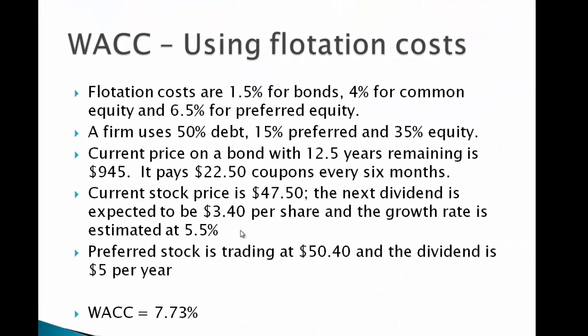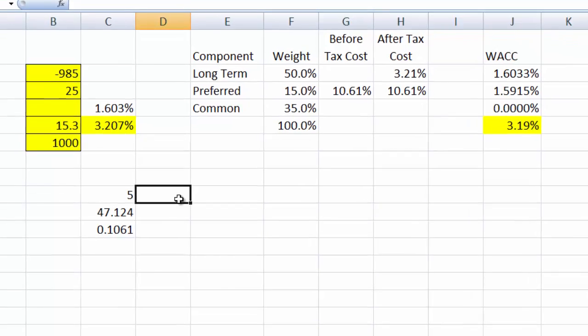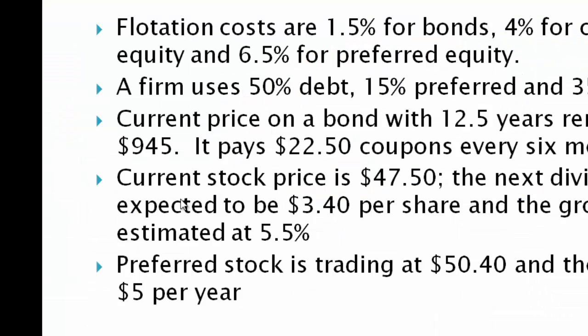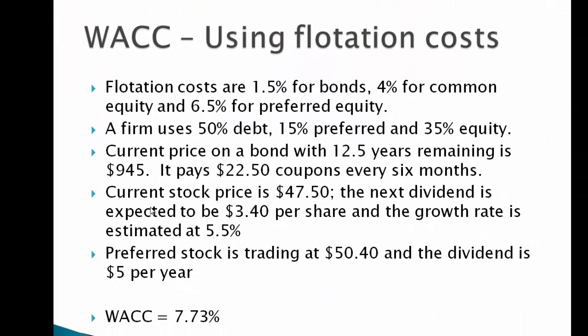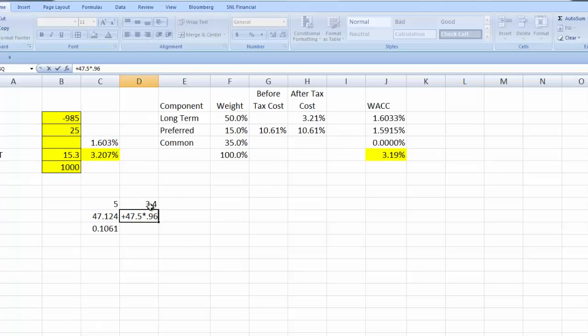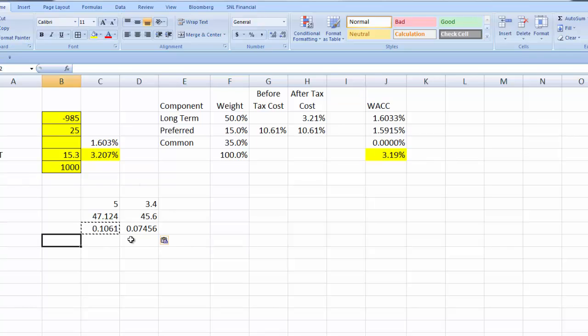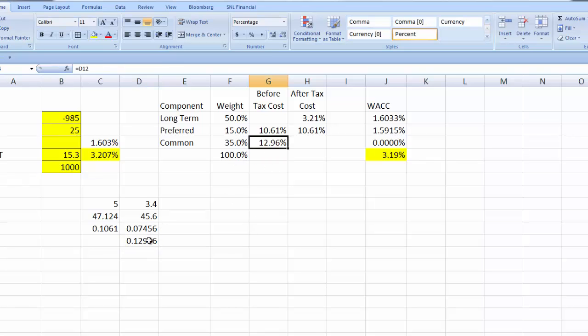And then finally, for figuring out the cost of the common stock, we're going to take the next dividend of $3.40, divide that by the price of $47.50, again multiplied times 1 minus F. So it's going to be $47.50 times 0.96, because 4% is the flotation cost for the common stock. And to that number, we're going to add the 5.5% estimated growth rate. The before-tax component cost is going to be this 12.96%.